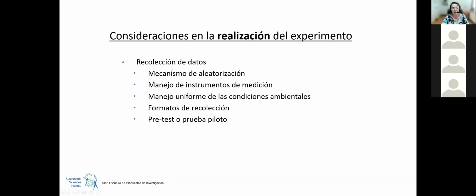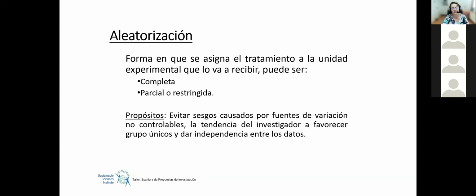When I conduct the experiment, we have to consider, while collecting data, the randomizing mechanism, how to manage the measurement instruments, how to manage the standardization of environmental conditions. We have to see the formats of the data collection, and also if we're going to conduct a pre-test or a pilot test, where in the pilot test we have to consider all the phases of the experiment while conducting it. The 3 elements of an experiment are randomization, if it's going to be complete or partial, or limited only to a subgroup of units.